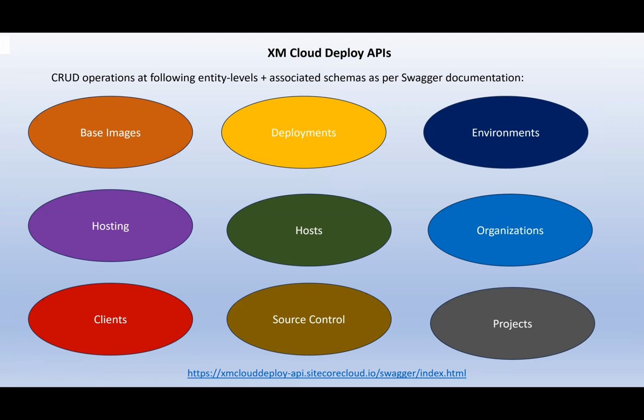So there are different types of XM Cloud deploy APIs. You can access the environments. This is useful when you have to use REST APIs for deployment, and not the CLI. So this is the equivalent of the CLI commands. You have a deploy API, the XM Cloud deploy APIs.